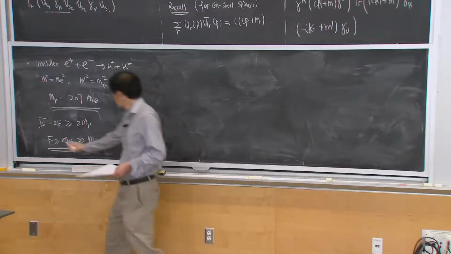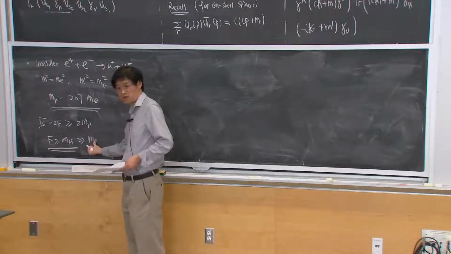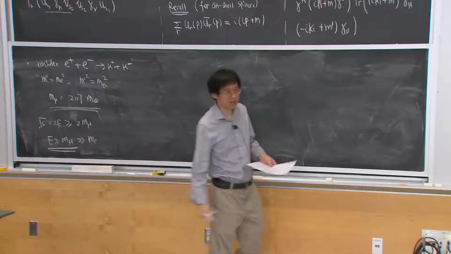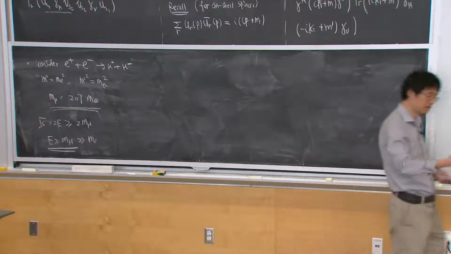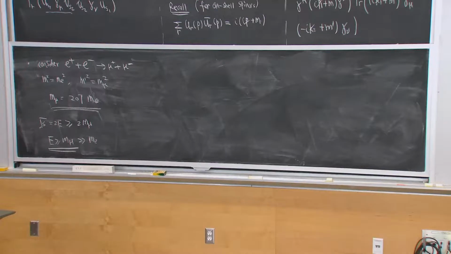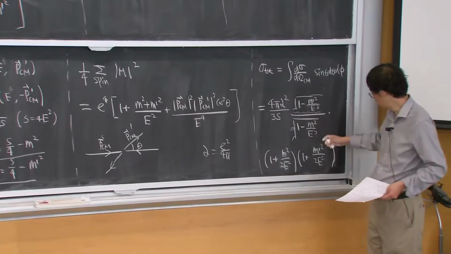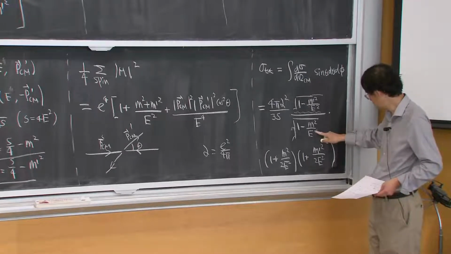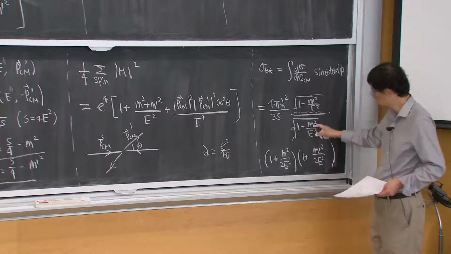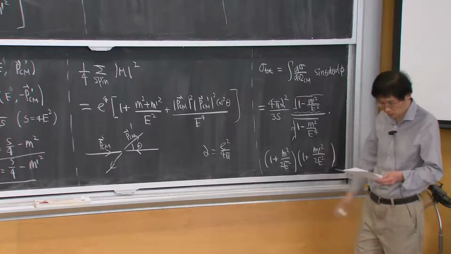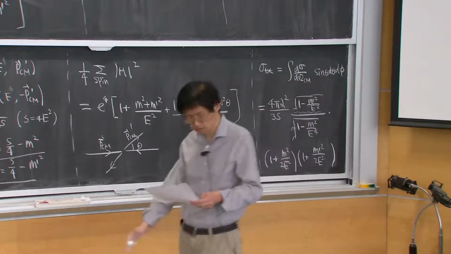So this is about 200 times larger than m_e. That means for all purposes, you can just neglect the electron mass. So this ratio is tiny, and we can treat essentially the electron as massless.